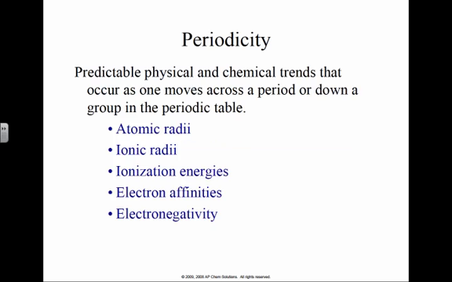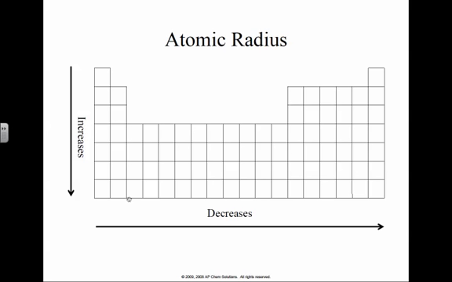Okay, we're going to go into periodicity. I'm going to go a little fast with this. There's a bunch of trends that we're going to start talking about: atomic radii, ionic radii, ionization energy, electron affinities, and electronegativity. Okay, atomic radius, if you'll remember, increases going this way and down.